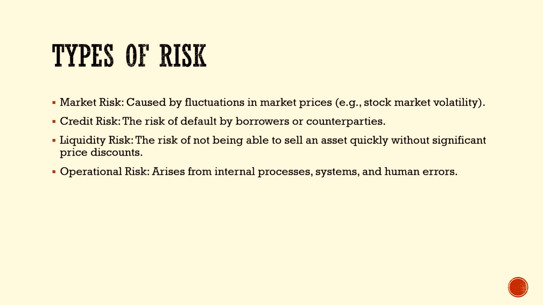...affect your portfolio performance. Market risk arises from fluctuations in market prices, like the volatility you often see in the stock market. Credit risk is the risk of borrowers or counterparties defaulting on their obligations. Liquidity risk, on the other hand, is the chance of not being able to sell an asset quickly without significant price discounts. Lastly, operational risk results from internal processes, systems, and human errors. You can come up with other types of risks on your own, such as the risks of catastrophes.